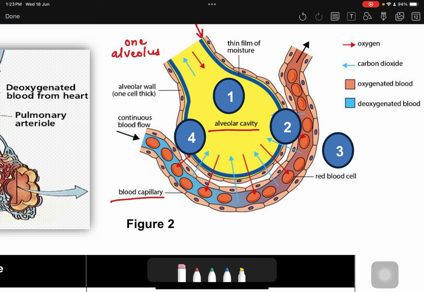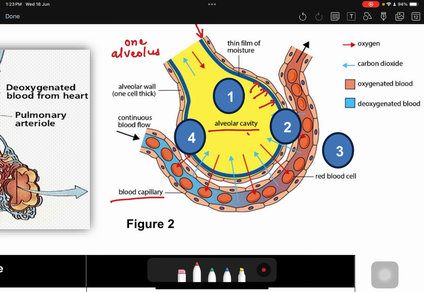Alright, so let's take a look at how gaseous exchange occurs between the alveolus as well as the blood capillary. So when air is taken in, oxygen-rich air will first enter the cavity, which is the empty space inside each alveolus. First thing first, it will dissolve into this thin film of moisture, as dissolved oxygen.